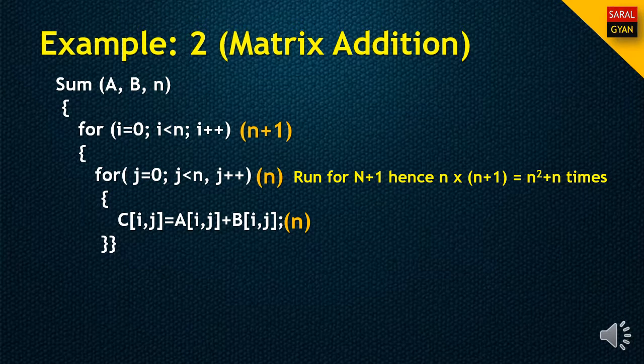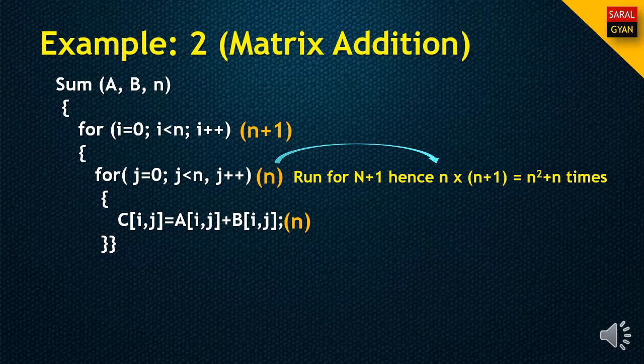Since it is a loop, it will execute n plus 1 times. So this n is going to be multiplied with n plus 1, because the upper loop executes n times, and the inner loop itself executes n plus 1 times. So the total number of times the inner for loop will execute is n square plus n.